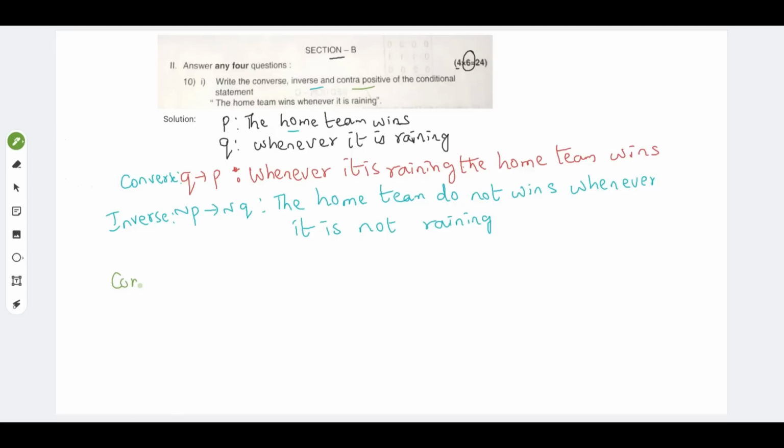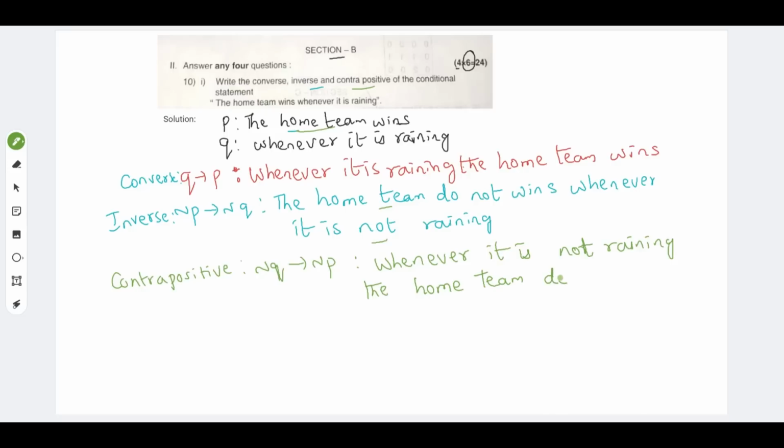The last one is the contrapositive. The contrapositive is negation Q implies negation P. So reversing this, whenever it is not raining, the home team does not win. So this is the converse, Q implies P; the inverse, negation P implies negation Q; and the contrapositive, negation Q implies negation P.